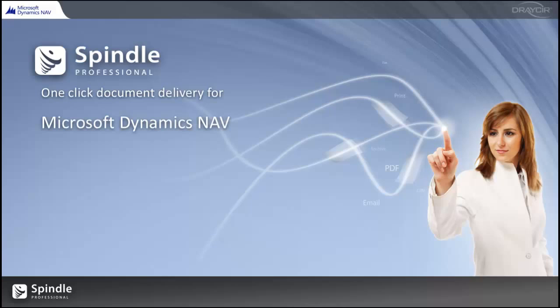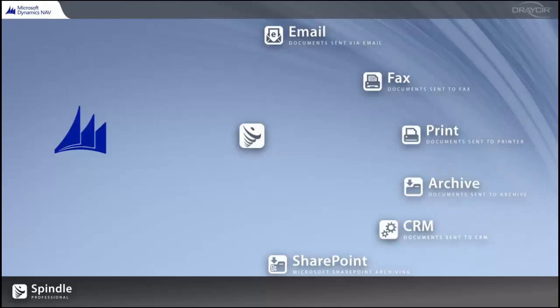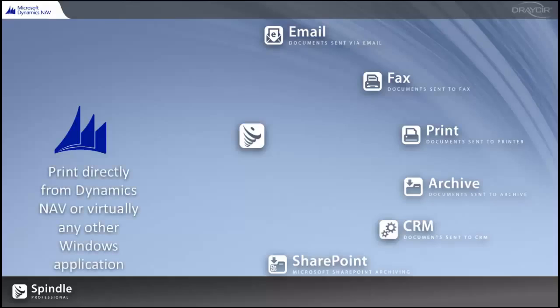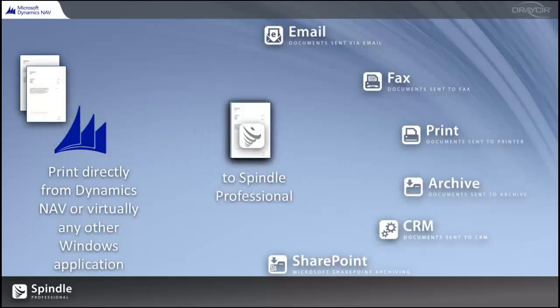First of all, I'll give you a brief overview of how Spindle Professional works. Spindle Professional is a document distribution solution which intelligently takes a single or a batch of documents and then, based on your Spindle configuration, decides what the document should look like and automatically delivers it via email, fax or print, and all of this can be done with a simple click of a mouse button.